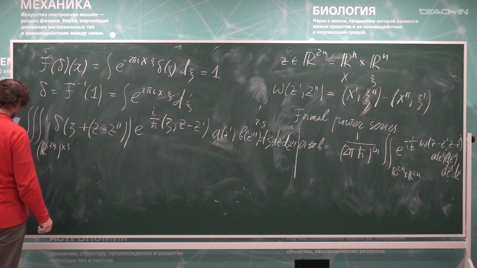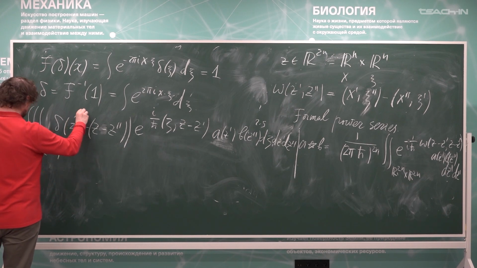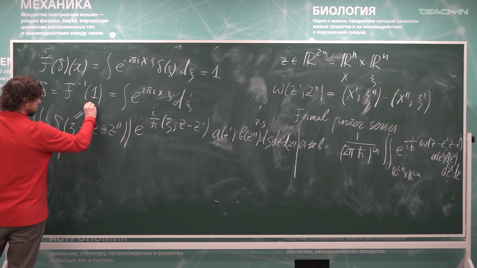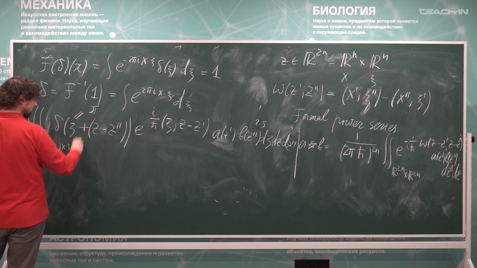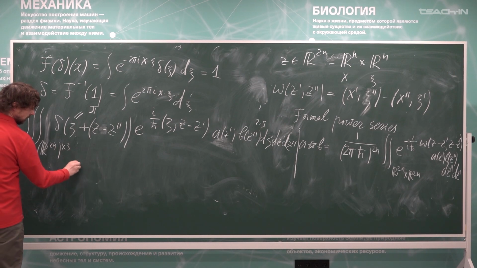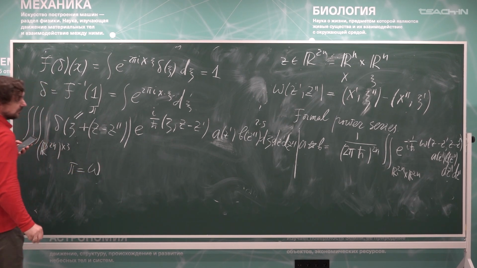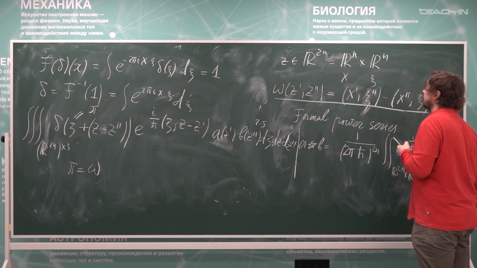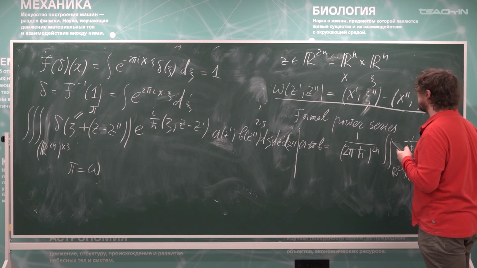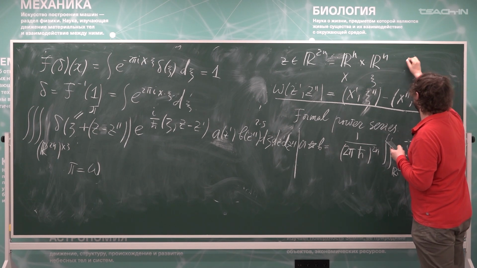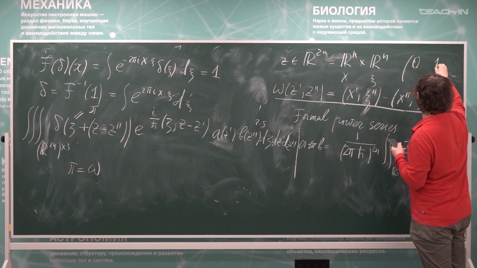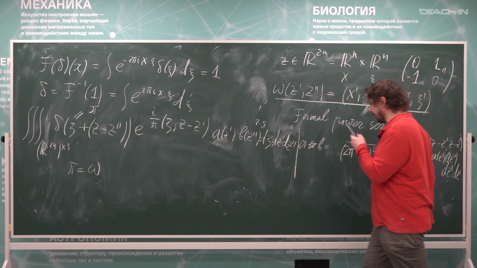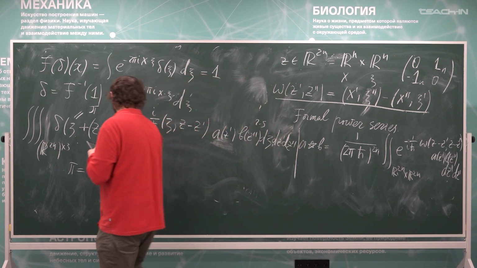Now I will denote this zeta, I replace it by something new. I'll introduce the matrix pi. Pi is the matrix inverse to the matrix of omega. So this omega is a bilinear function on R to the n. So it's given by some matrix. In this case, this matrix looks like this: identity matrix, minus identity matrix, and 0 elsewhere. So pi is the inverse of this matrix.